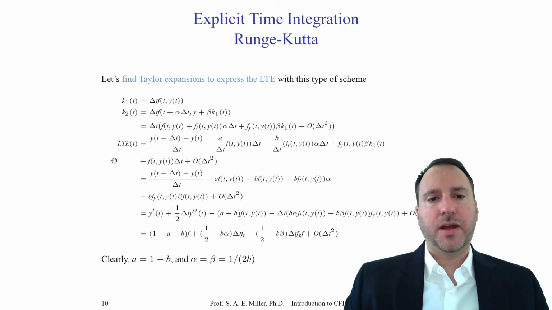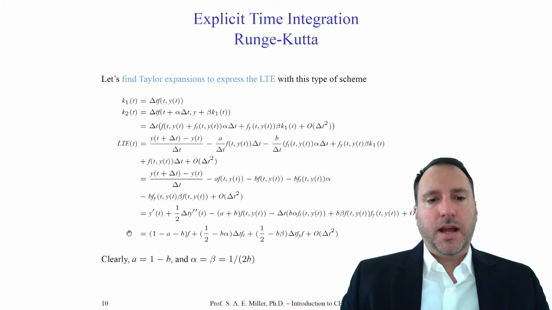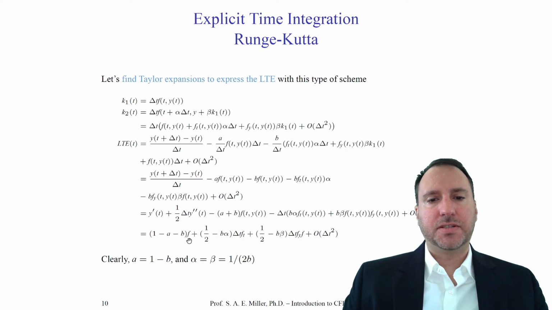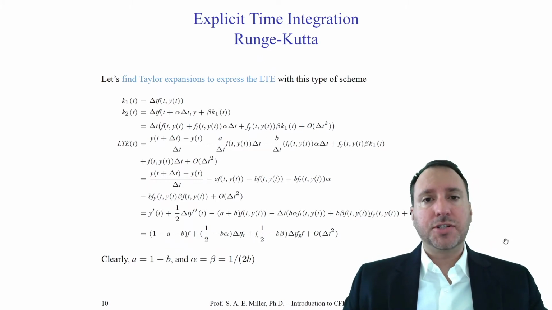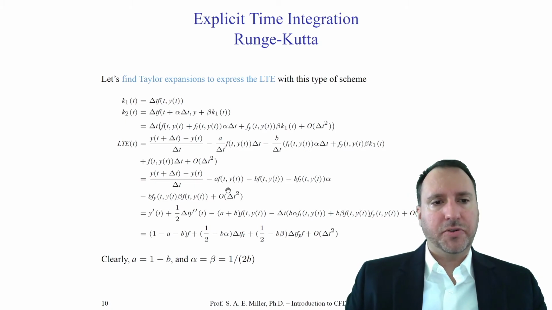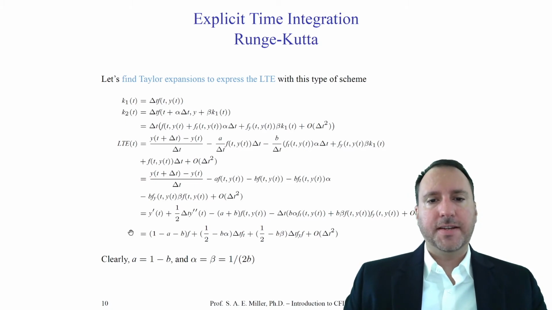We then go through and make some assumptions to simplify it. You'll see, and of course a little bit of calculus, excuse me, that we now have an equation of 1 minus a minus b of f, which is the right-hand side function, plus 1/2 minus b alpha delta t f t, plus 1/2 minus b beta delta f y f plus higher order terms. So Drs. Runge and Kutta worked very hard to put the LTE in this form. Why did they do that?